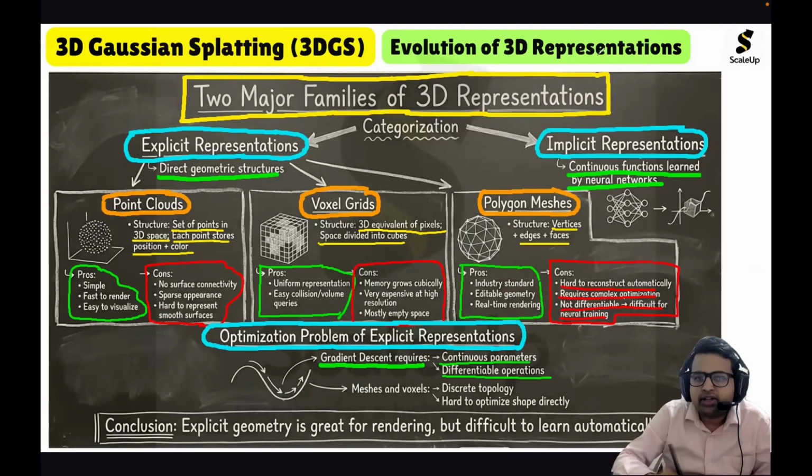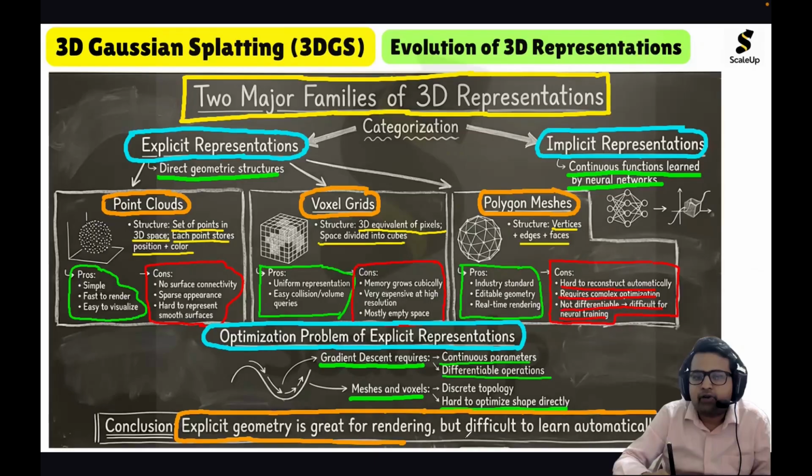And one more disadvantage, like the optimization problem, is that meshes and voxels have discrete topology, so it is hard to optimize shape directly. The key takeaway for us is that explicit geometry is great for rendering. For real-time rendering, it is very good. You can represent a scene, but it is difficult to learn automatically.